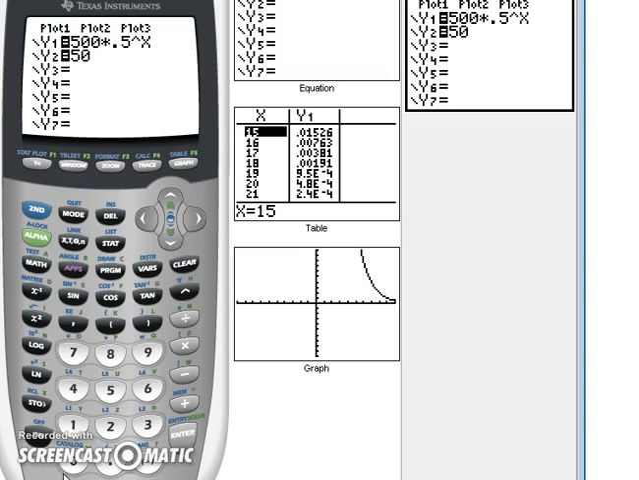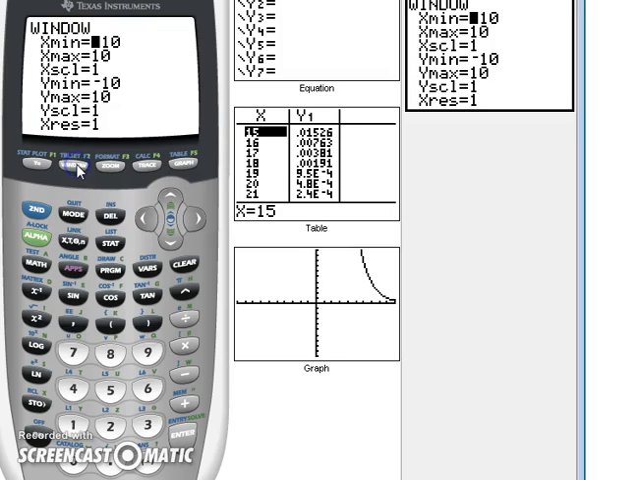Now, we talked about an appropriate window. X is the number of half-lives. Does it make sense for the number of half-lives to be negative? No. And then y is the amount of Tylenol in her system. Does it make sense for that amount to be negative? No. We can't have a negative amount in our body. So when we go to the window, we know the minimum for half-lives has got to be 0. And we know that the minimum for the amount of Tylenol also has to be 0.